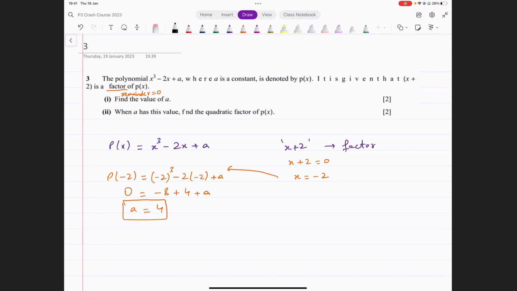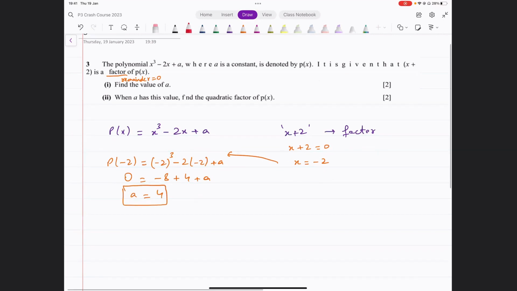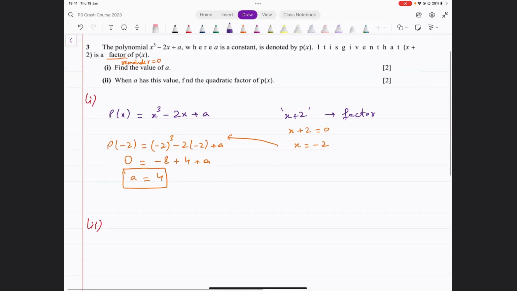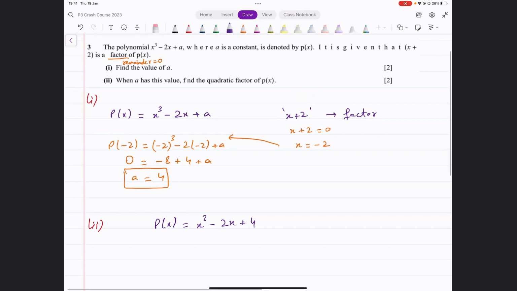Now the second part says, when a has this value, that means when a is equal to 4, find the quadratic factor of p of x. So now the polynomial is x cubed minus 2x plus 4. We know that x plus 2 is a factor already. What is the quadratic factor? How do you find that?